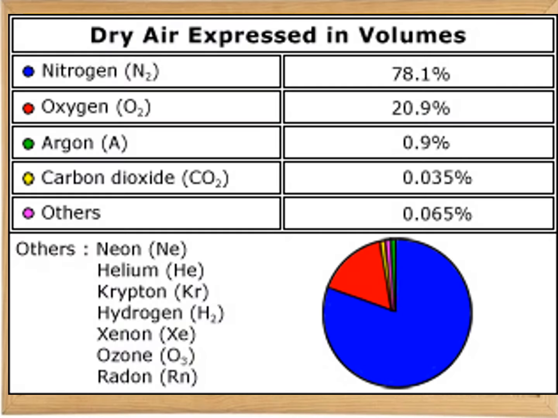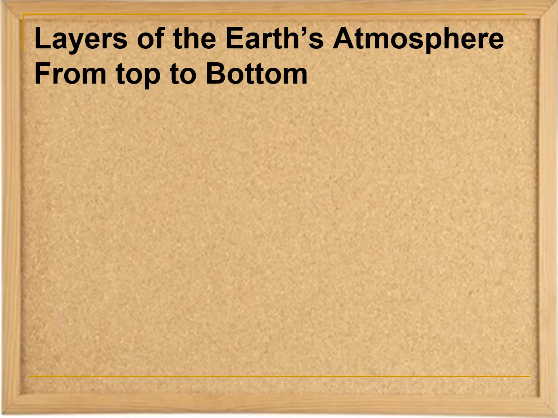So in our previous lesson, we've learned about the composition of the Earth's atmosphere. We have two main gases: nitrogen, which is 78%, and oxygen, which is 21%, as well as trace gases. They are called trace gases because they can be found in very small amounts. We have argon, carbon dioxide, neon, helium, krypton, hydrogen, xenon, ozone, and radon.